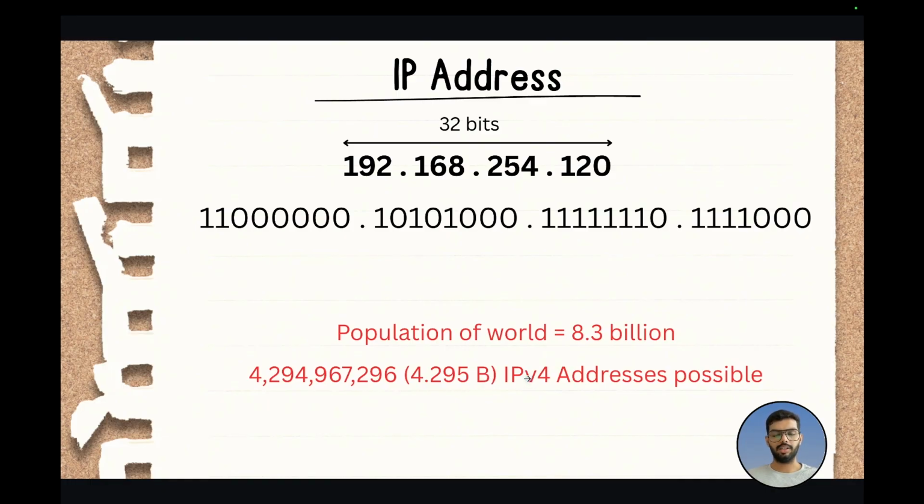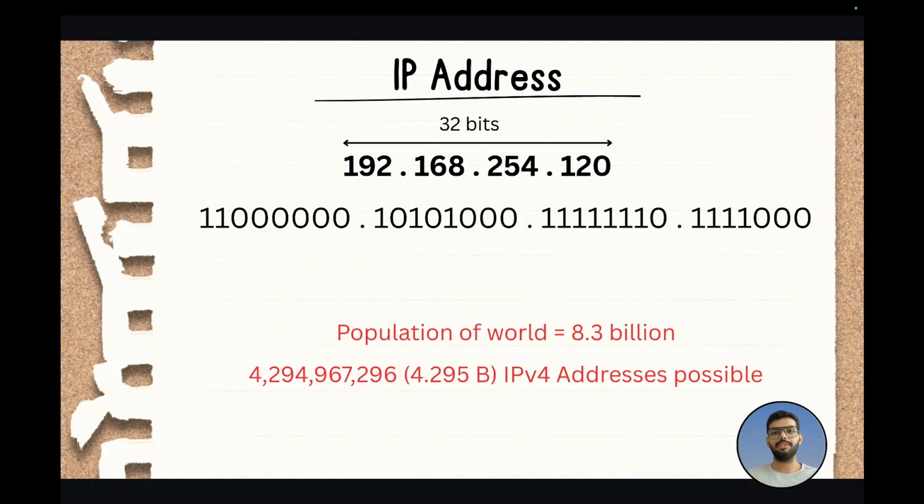And as of now, the population of the world is around 8.3 billion. So that means you can currently see the difference between the total number of IPv4 addresses possible and the population of the world. And nowadays, a single person will have their own individual devices. They have laptops, they have mobile phones, and each of these devices that are using the internet must have IPv4 addresses, some kind of logical addressing.